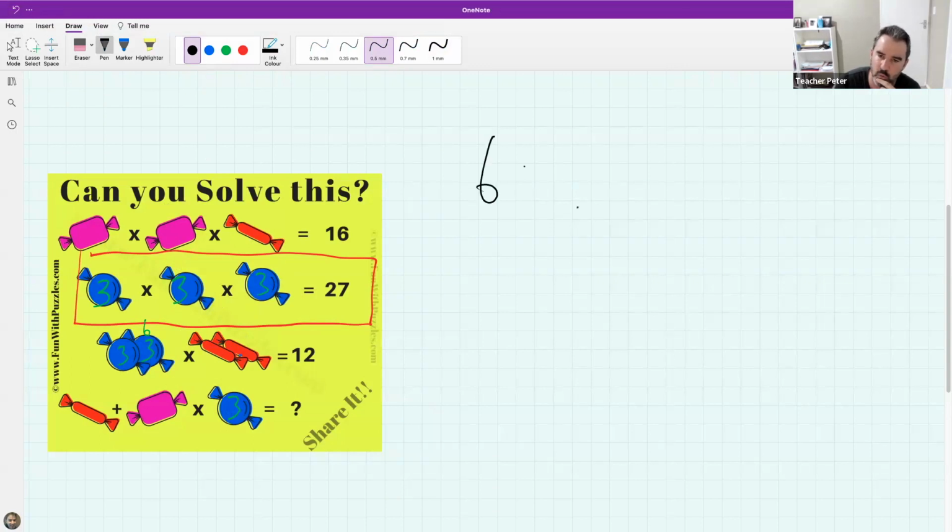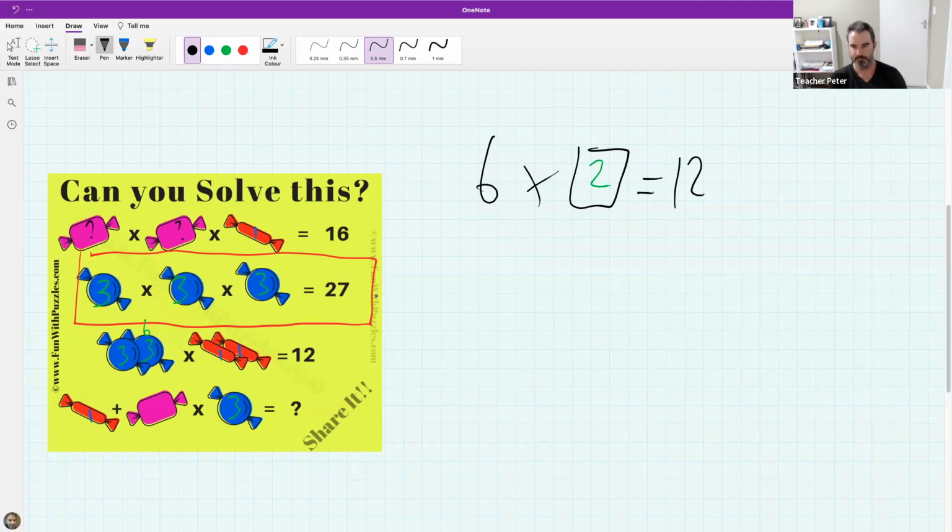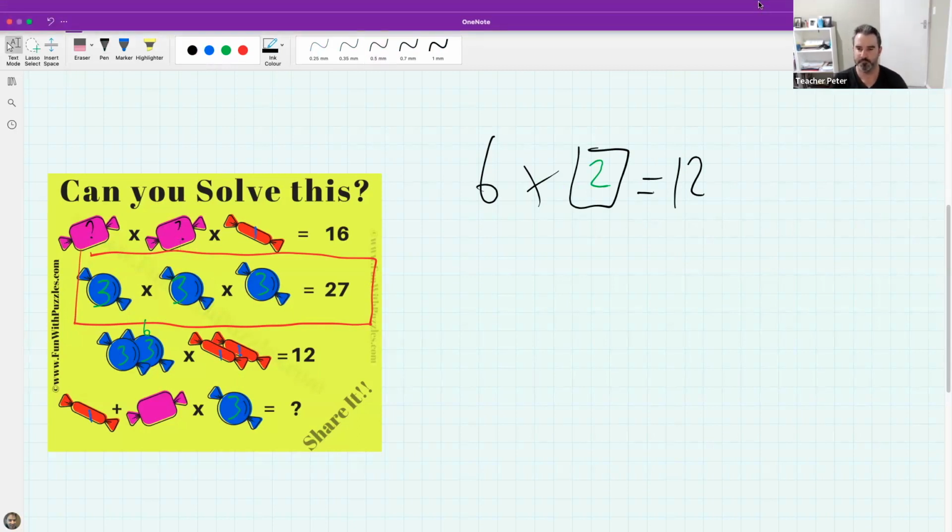I think 6 times what gives you 12? It has to be 2, and each of these, there we go. Stephen's got it. 1 and 1. It's a 1, and that's a 1. Okay, last little bit of the puzzle. What does the purple sweet need to be to go something times 1 is 16? Something times 1 is 16.